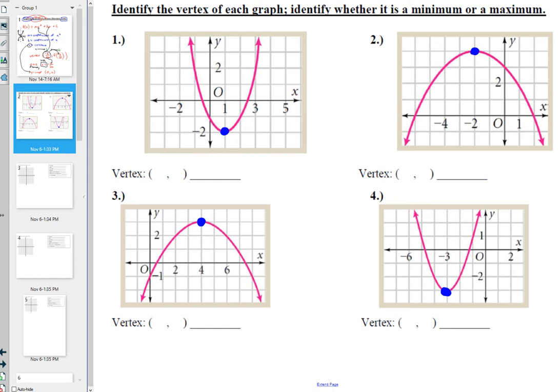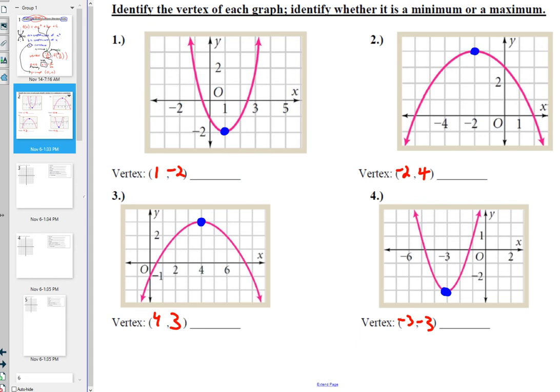Where is the first vertex at? What point is the first vertex at? It is at 1, -2. Where's the second one at? -2, 4 will work. Where is the third vertex at? Yeah, 4, 3 is good. And then where's the fourth one at? -3, -3. Any questions so far?